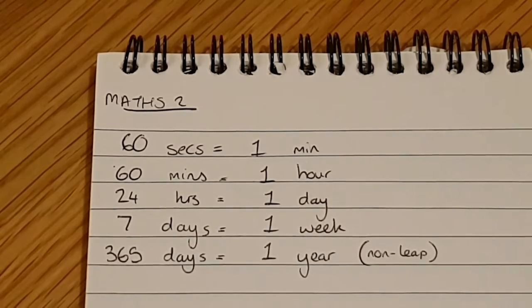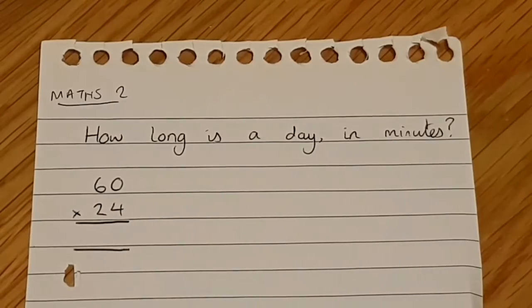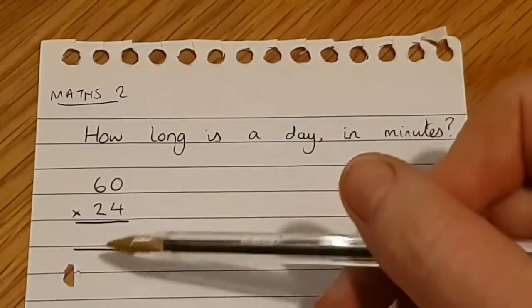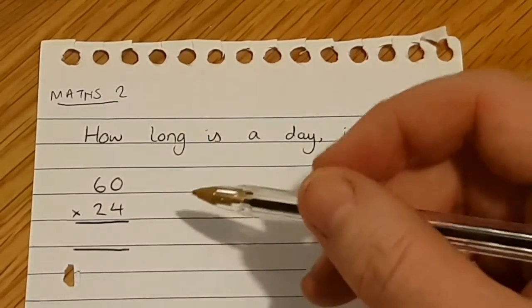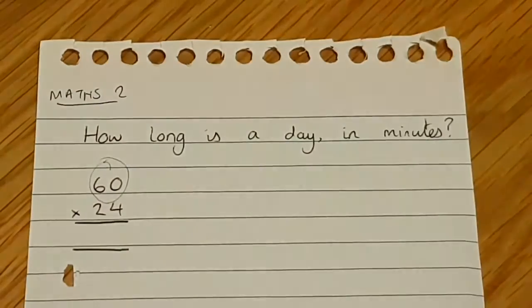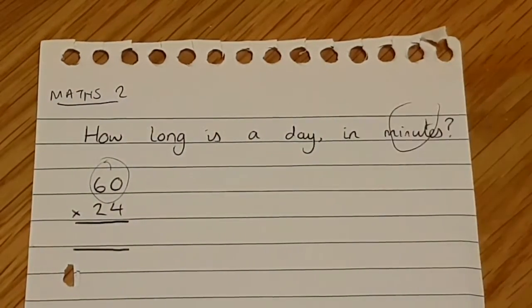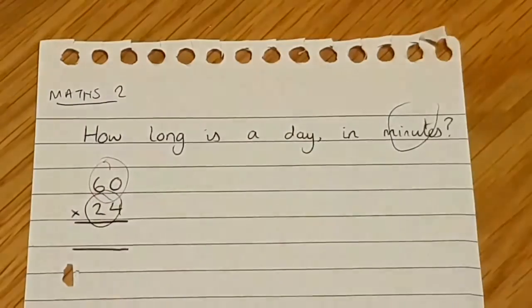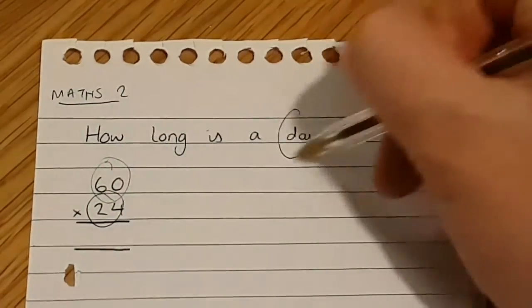Okay then, I'm going to use these facts to help me solve a few problems, and then I'm going to let you have a go at some too. My first example: how long is a day in minutes? I've started by putting a calculation down there. First thing I need to know is what do these numbers actually mean? Where did 60 come from? Well, 60 is linked to minutes. There are 60 minutes in an hour. Where did 24 come from? Well, there are 24 hours in a day.